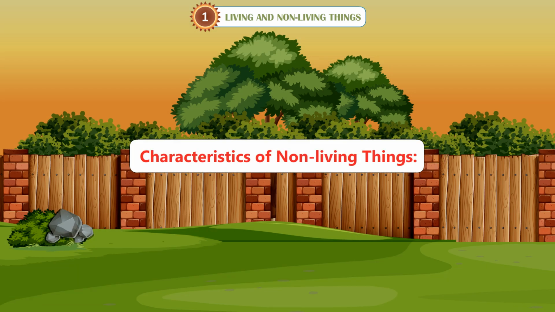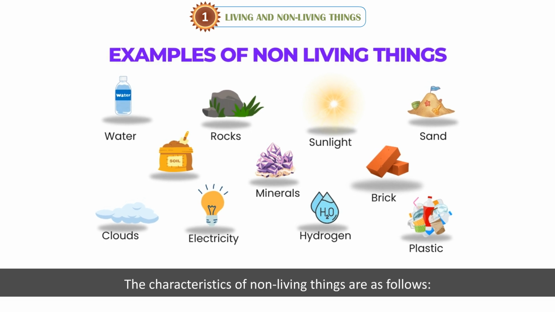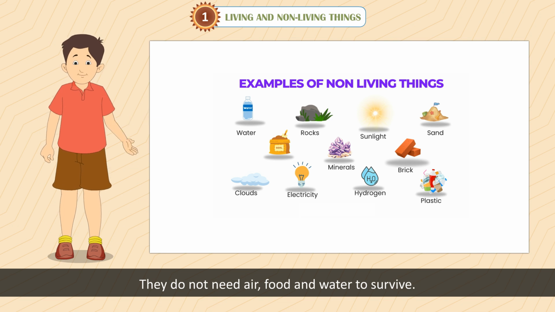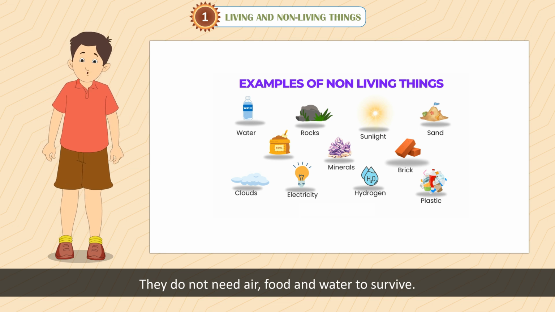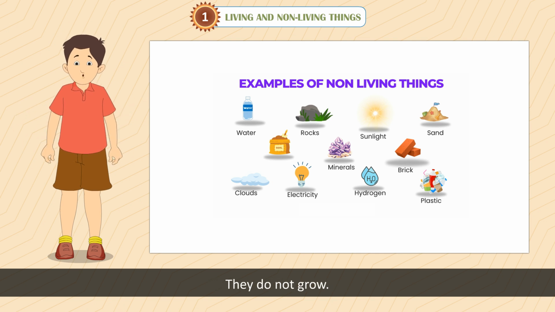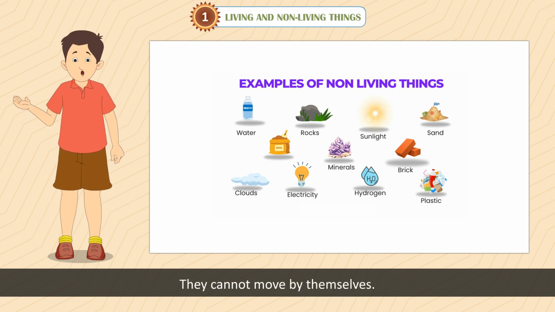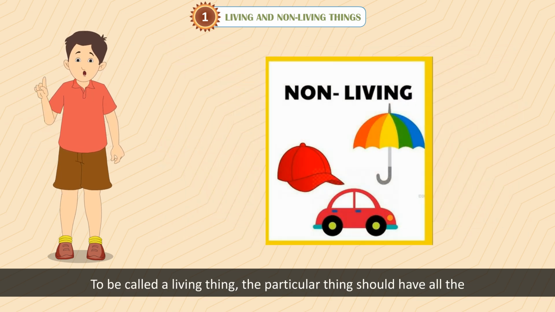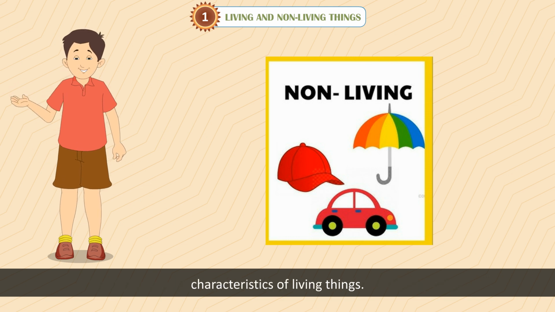Characteristics of non-living things. The characteristics of non-living things are as follows. They do not need air, food, and water to survive. They do not respond to changes. They do not reproduce. They do not grow. They cannot move by themselves. They cannot die. To be called a living thing, the particular thing should have all the characteristics of living things.